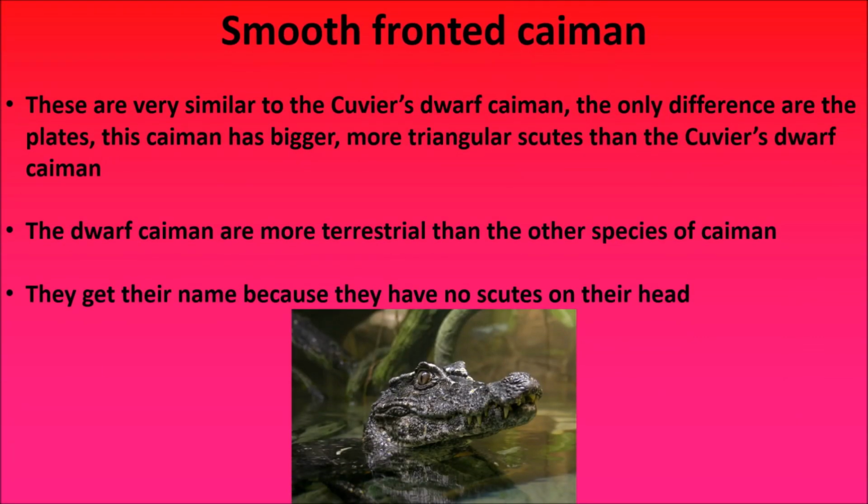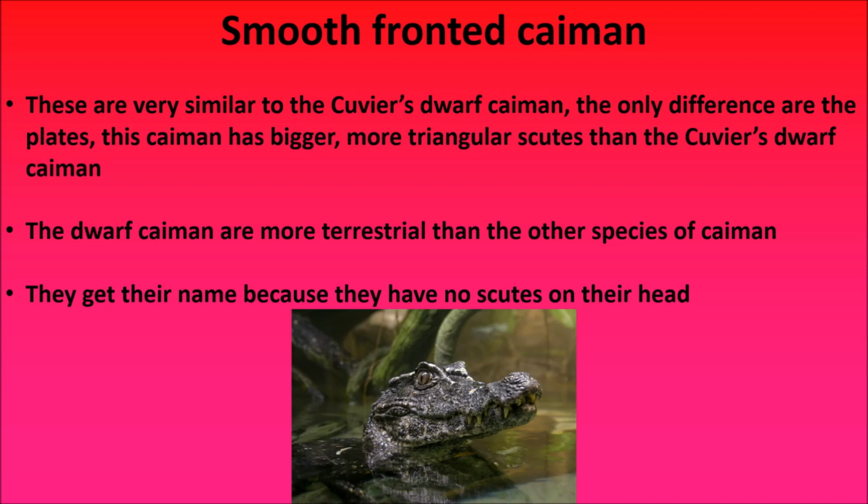Now we've looked at alligators and crocodiles, let's look at some caiman. First is the smooth-fronted caiman, which is very similar to the Cuvier's dwarf caiman. The only difference is that the plates on this caiman are bigger, and they are more triangular than the Cuvier's dwarf caiman. The dwarf caiman are more terrestrial than any other species of caiman.